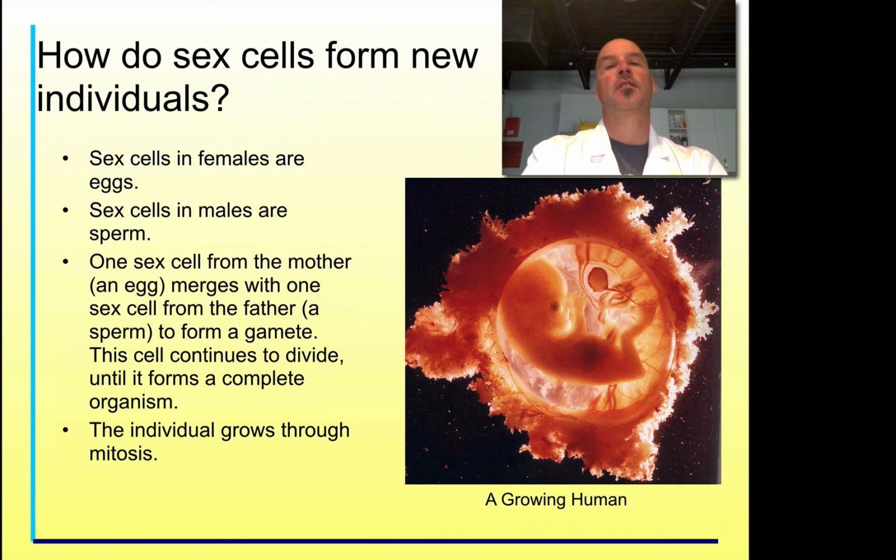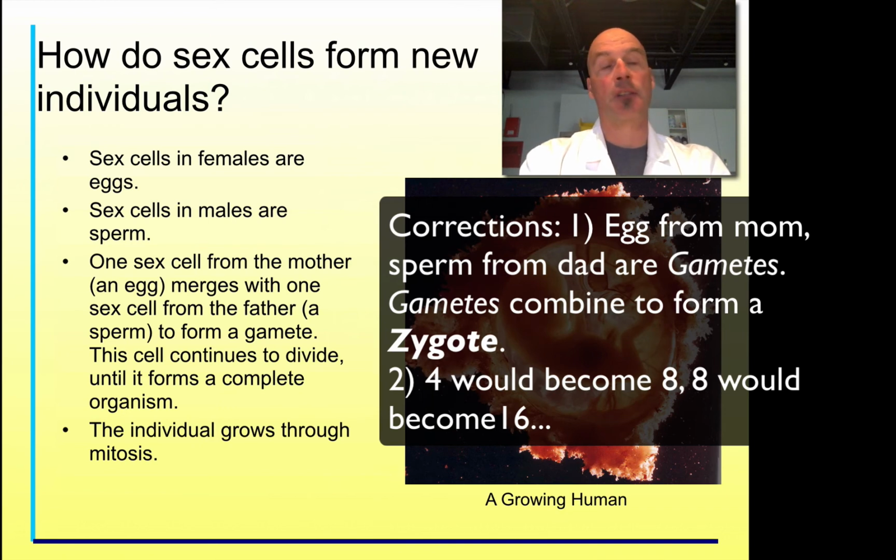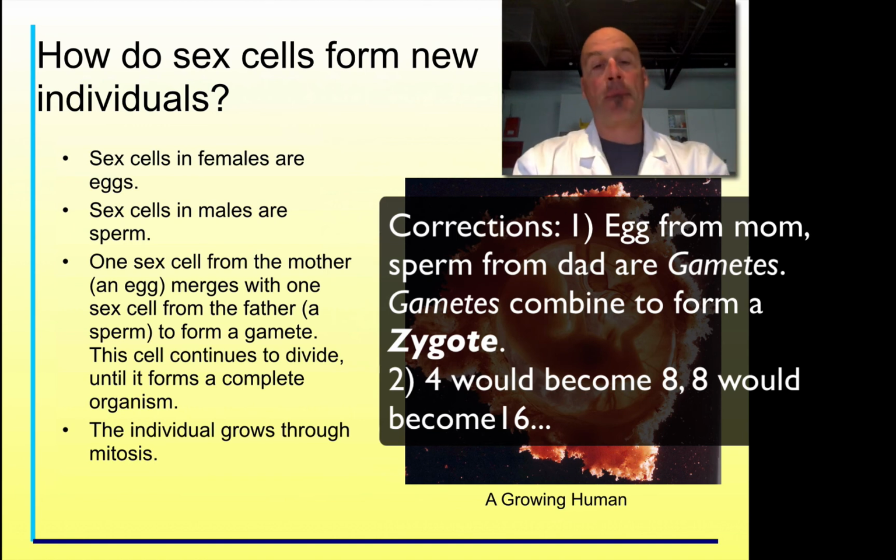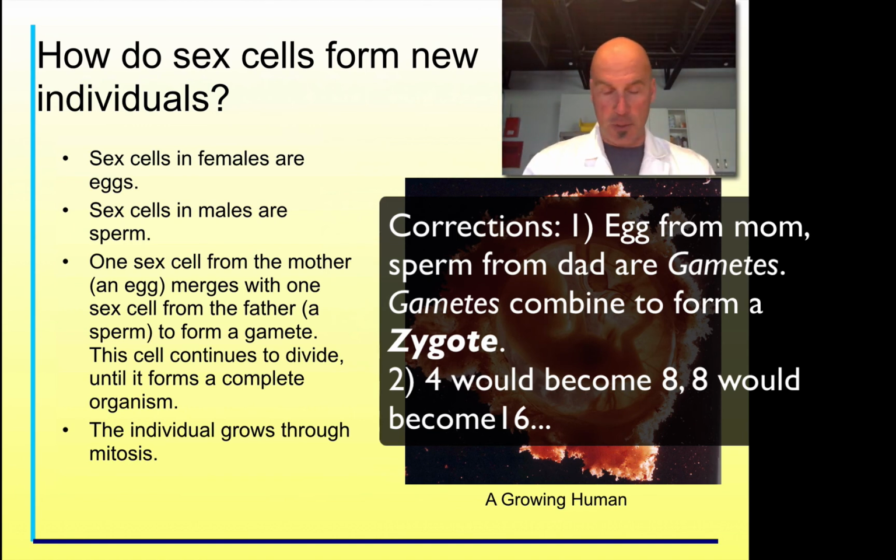All right, so how do sex cells form new individuals? The sex cells in females are eggs. The sex cells in males are sperm. One sex cell from the mother, an egg, merges with one sex cell from the father, a sperm, and when they come together, you'll remember they're called a gamete. This cell continues to divide until it forms a complete organism. So again, everything that we are comes from two cells. Mind-blowing. So now that the meiosis is done, the individual continues to grow through mitosis. 2 become 4, 4 become 8, and so on.